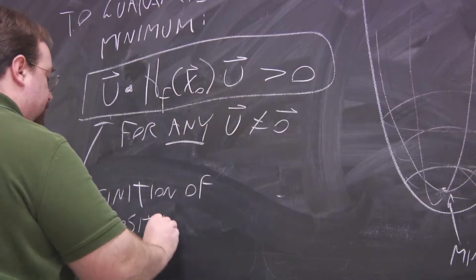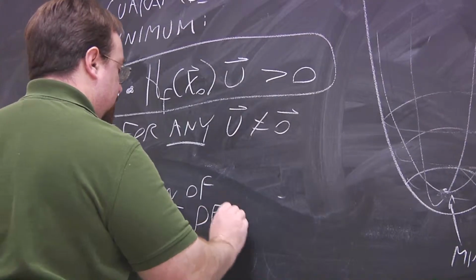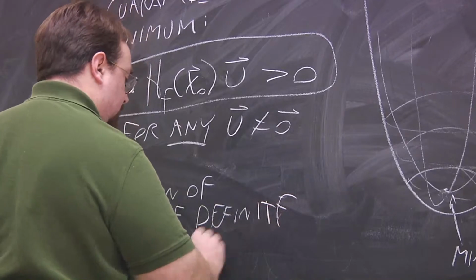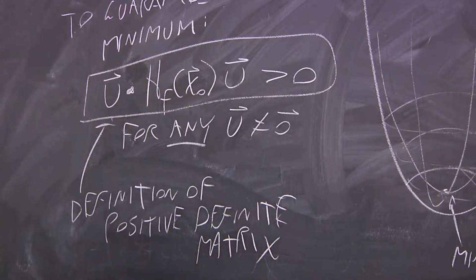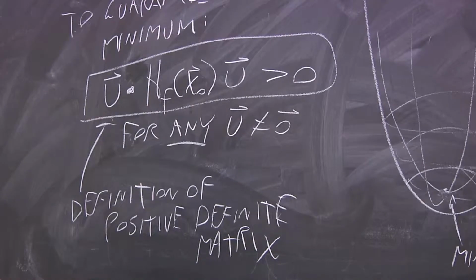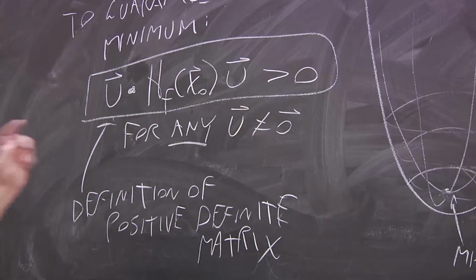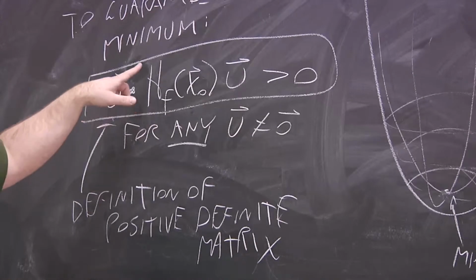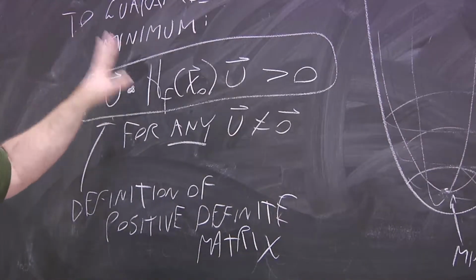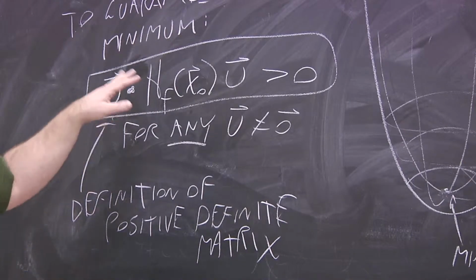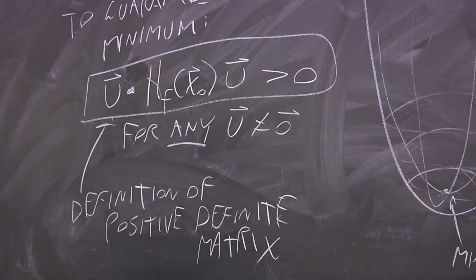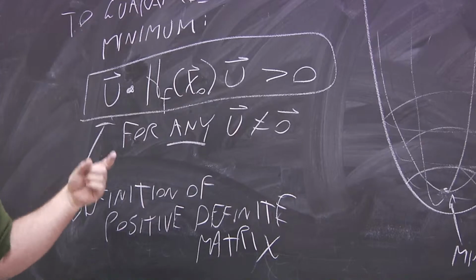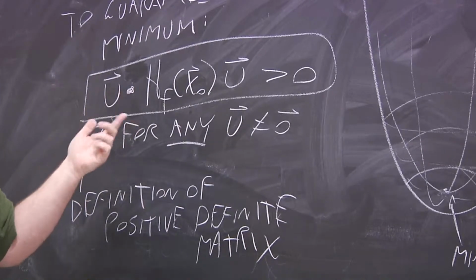Positive definite matrix? All right. So, single variable case, we want the second derivative to be positive. In the multivariable case, we need the matrix of second partial derivatives to be positive definite. And that's where that condition came about. And last time I showed the easy way of showing this in the two variable case.